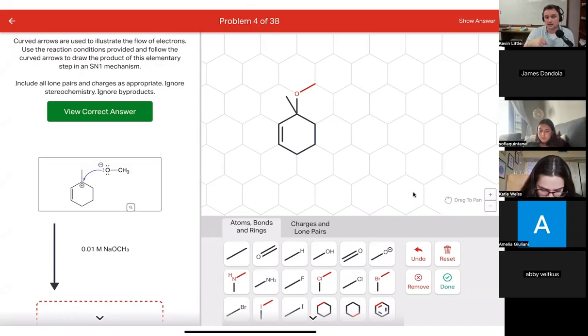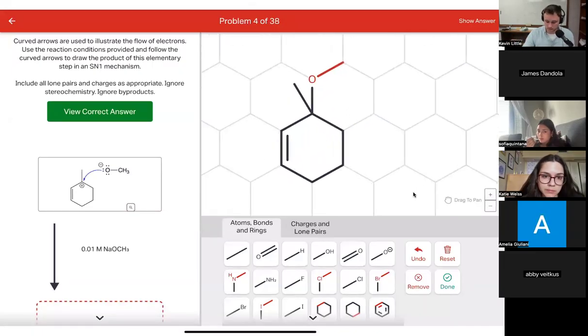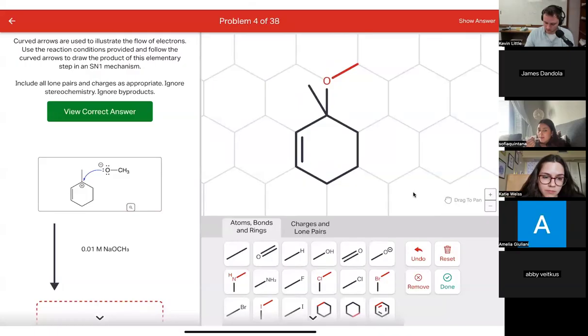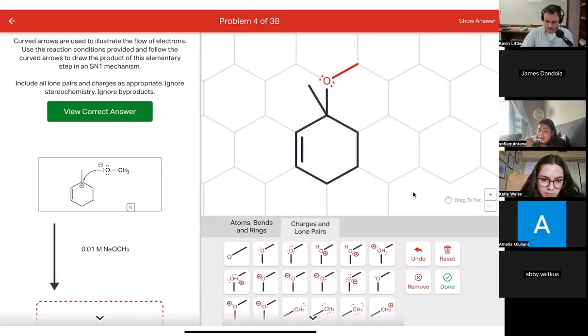The carbon gained electrons. So is it positive still? No, it's neutral. The oxygen, which was negative, has now lost electrons. Is it still negative? No. It's also neutral, right? And then in order to get this right, we need to show that that oxygen has two lone pairs. I'm just having a hard time drawing it out.